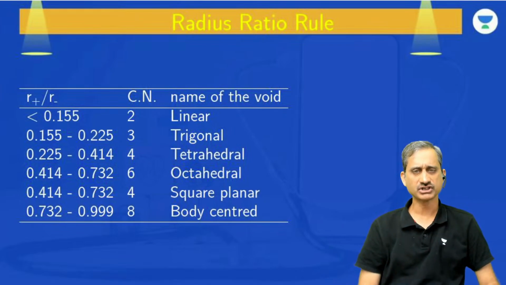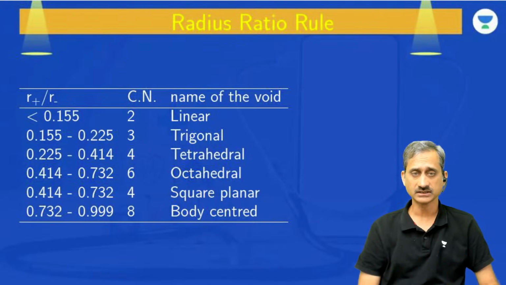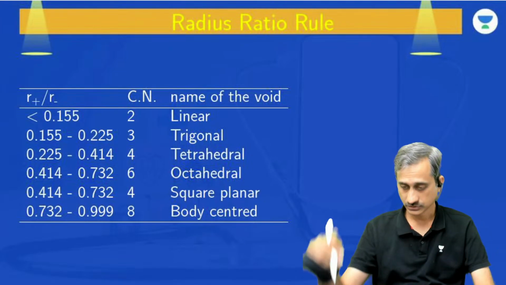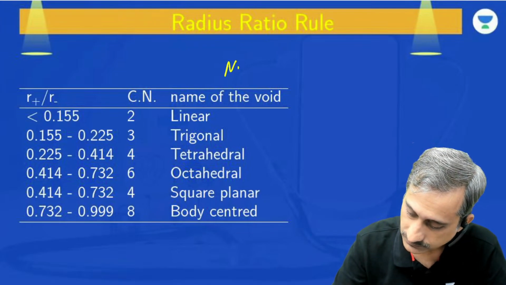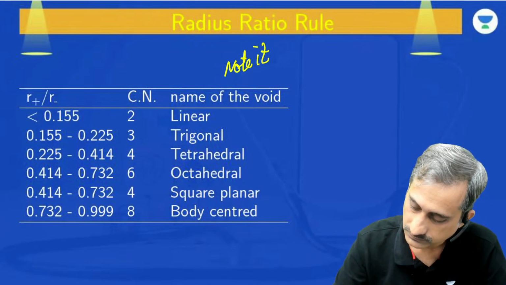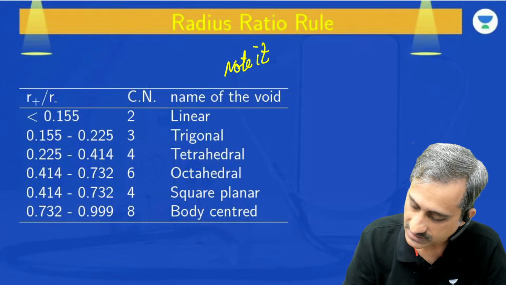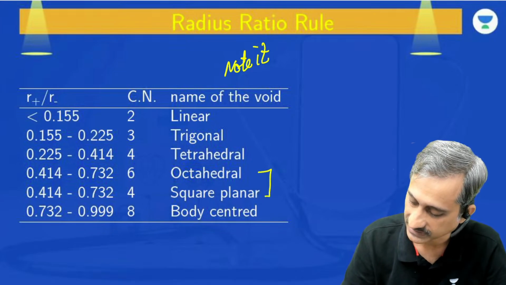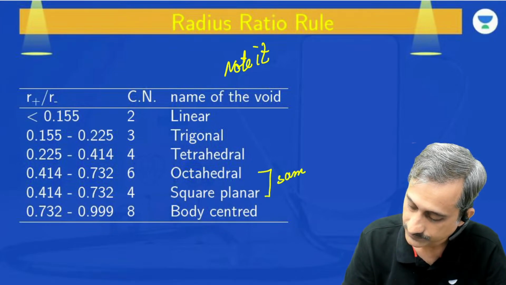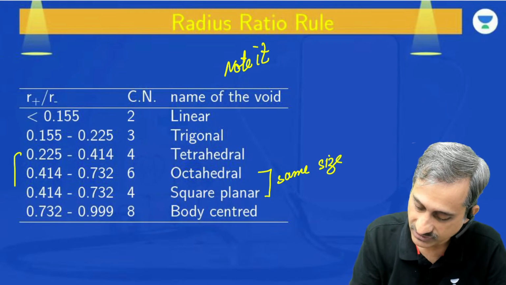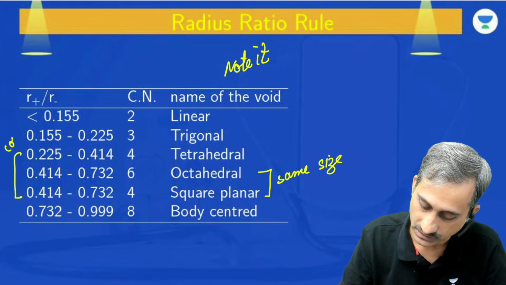Now this is the radius ratio rule table. Now this table is not present in NCERT. Maybe many of the books don't have it. So just note it down. As you can very well see, octahedral and square planar have the same size, whereas tetrahedral and square planar have the same coordination.